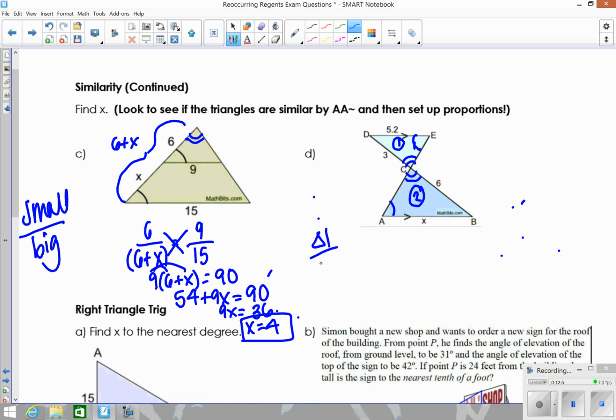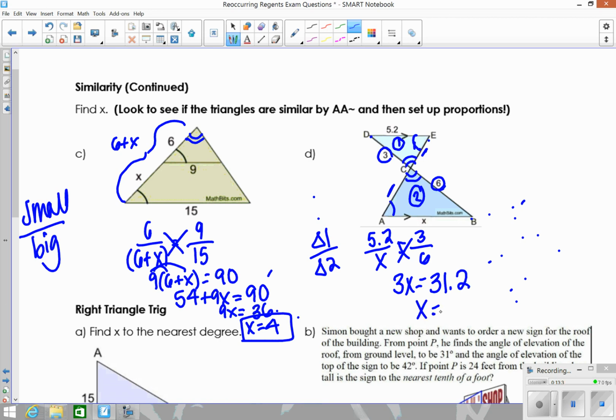So when I set this up, I'm going to set it up so that I compare triangle 1 to triangle 2. So if I look at x, that's what I'm trying to find. 5.2 corresponds to that x. And then be careful with this one because it's twisted, so look at the angles that are congruent. So angle E and angle A are congruent, so that means these sides are the corresponding sides, and then D and B would be congruent, so that means 6 corresponds to 3. So 5.2 to x equals 3 to 6. And then cross multiply, so you get 3x equals 31.2, x equals 10.4.